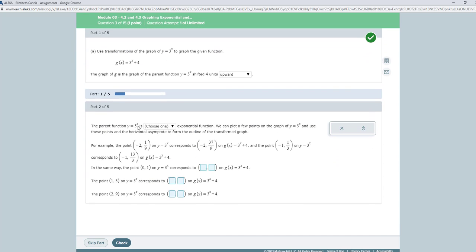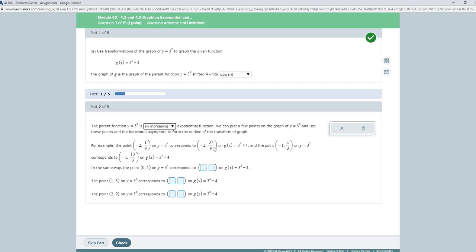All right, so this parent function, y equals 3 to the x, is an increasing function because it's going upward like a J. You can plot a few points on the graph and use those and the horizontal asymptote to form the outline of the transformed graph. So for example, if we take the point (-2, 1/9), if you take negative 2 and plug it in here, 3 to the negative 2 would be 1/9. That's on the 3 to the x graph. That's going to correspond to this on the 3 to the x plus 4, and that's because they added 4. So if you add 4 to that 1/9, that's 4 and 1/9. But 4 and 1/9, as an improper fraction, is 37/9.